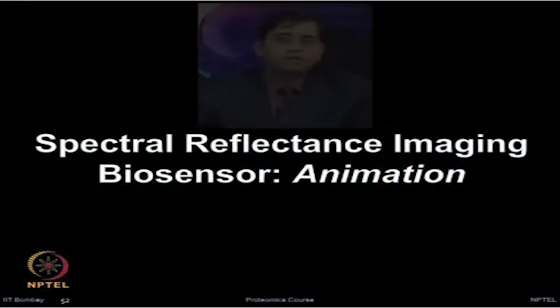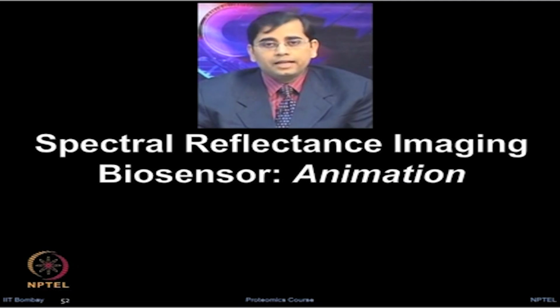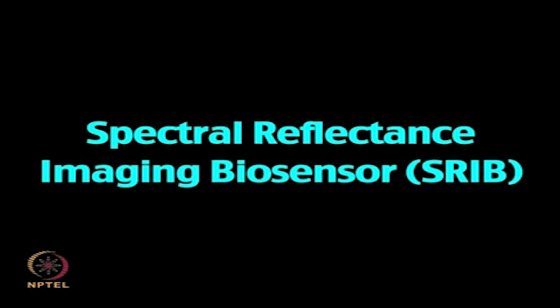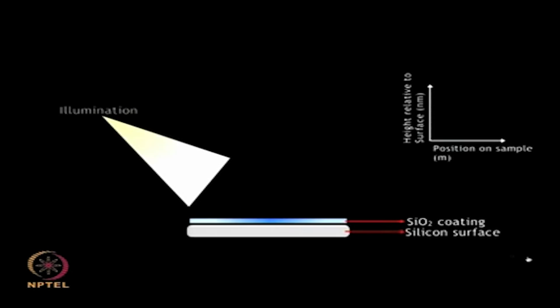Now, after discussion on some of the basics of the spectral reflectance imaging biosensor or SRIB, let us see this animation for further understanding of its working principle. A spectral reflectance imaging biosensor or SRIB. In the SRIB technique, a silicon dioxide coated silicon surface is functionalized with biomolecules of interest.